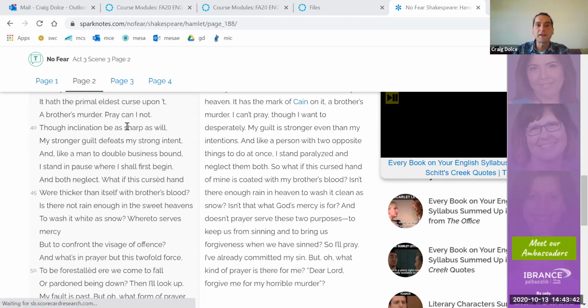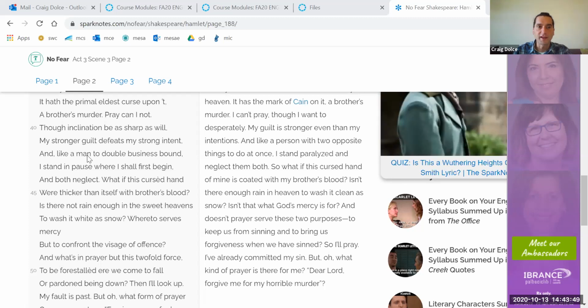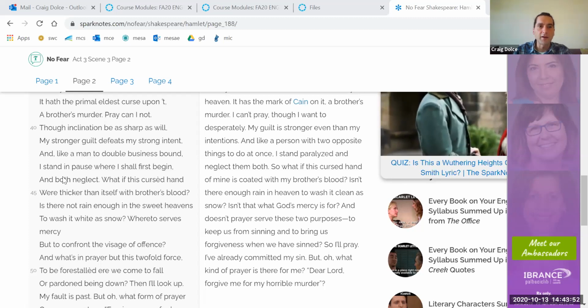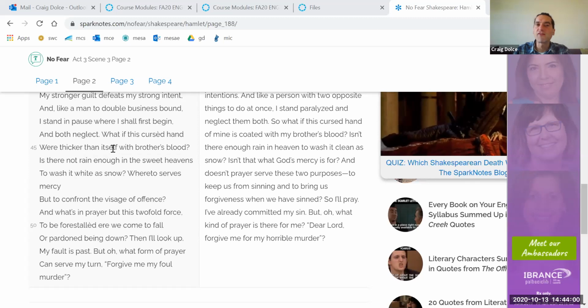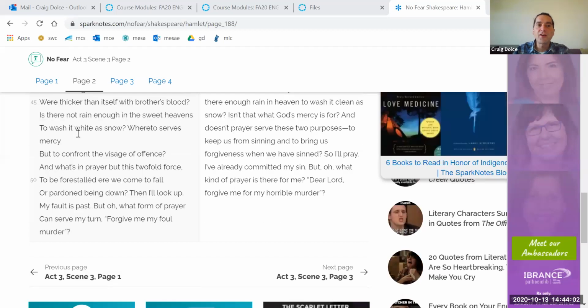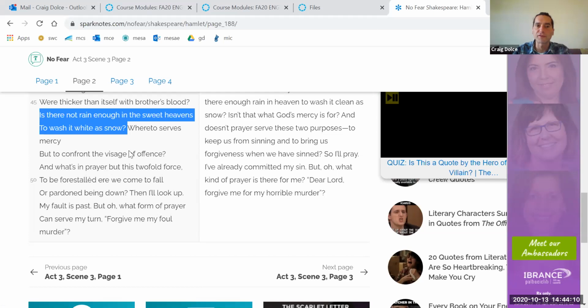Though inclination be as sharp as will, my stronger guilt defeats my strong intent. And like a man to double business bound, I stand in pause where I shall first begin, and both neglect. What if this cursed hand were thicker than itself with brother's blood? Is there not rain enough in the sweet heavens to wash it white as snow? Whereto serves mercy but to confront the visage of offense? And what's in prayer but this twofold force, to be forestalled ere we come to fall, or pardon being down?